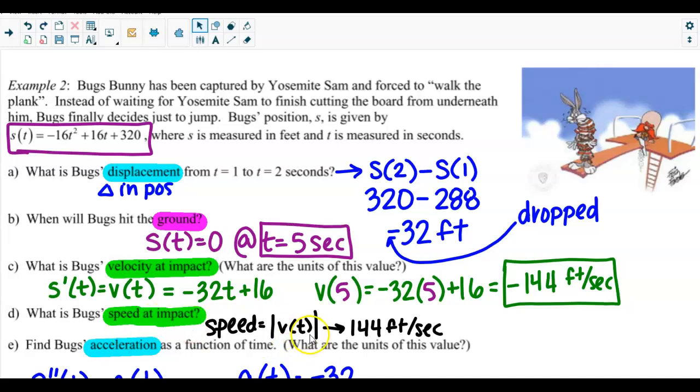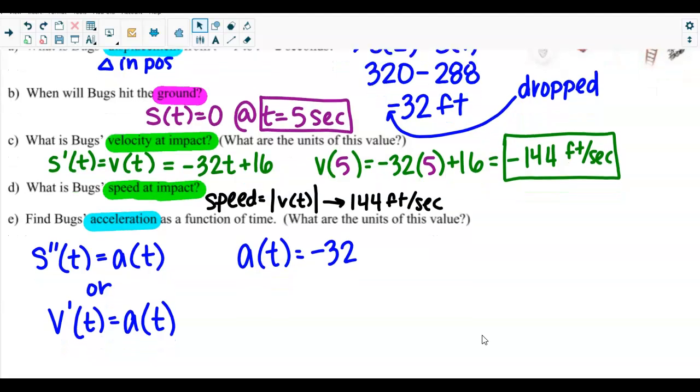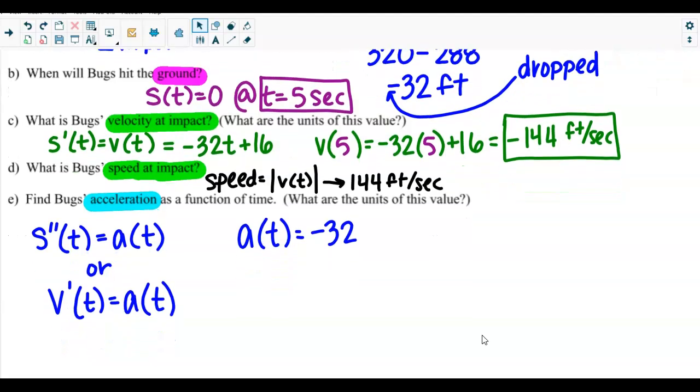Now speed is just the absolute value of our velocity, so he is at a speed of 144 feet per second. Now, acceleration is how our rate is changing. So how is our velocity changing? We can either double derive our position function, or we can just take our velocity function and derive it one more time. And so our acceleration is actually just -32.